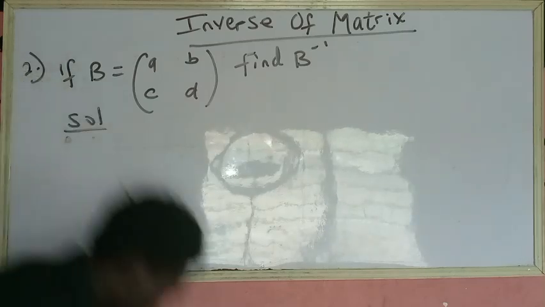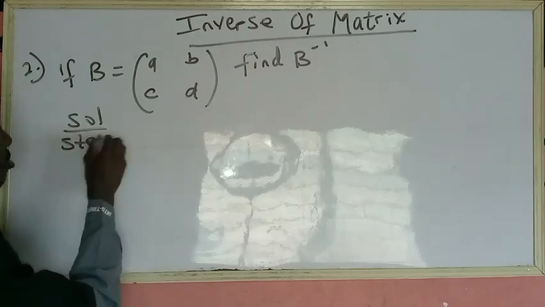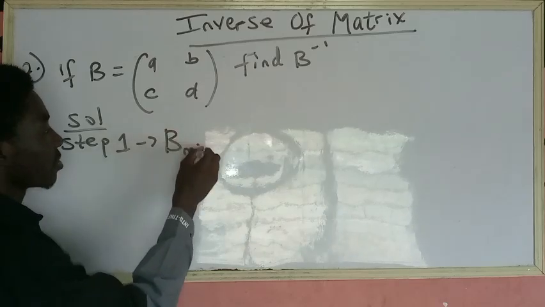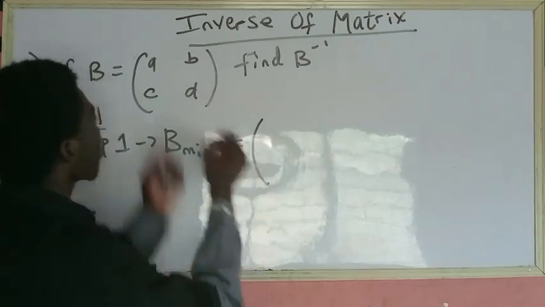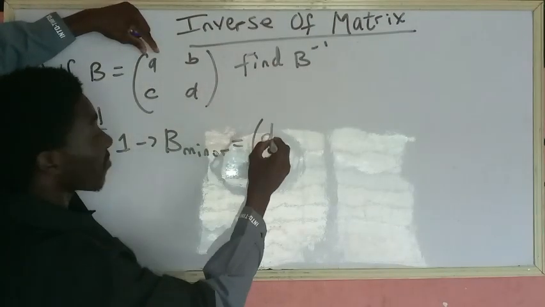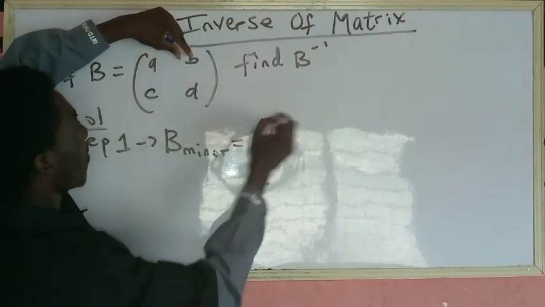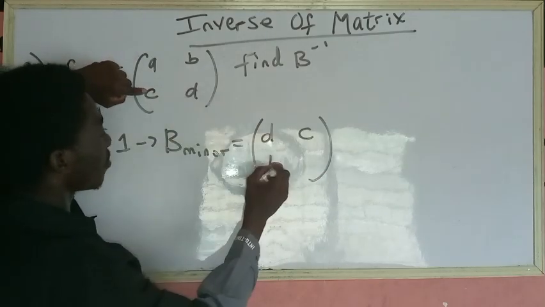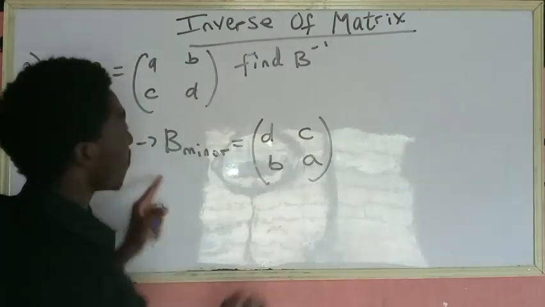Step 1 is the minor. What is the minor? A covers this column and this row, and I'm left with D. So you have a D here. Can you see that? Next, B covers this column and this row, and I'm left with C. C covers this column and this row, and I'm left with B. And D covers this column and this row, and I'm left with A. That is the minor of the matrix.